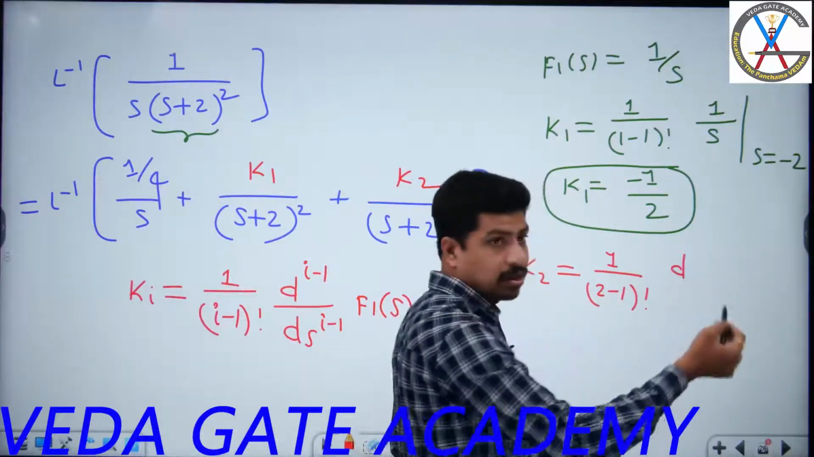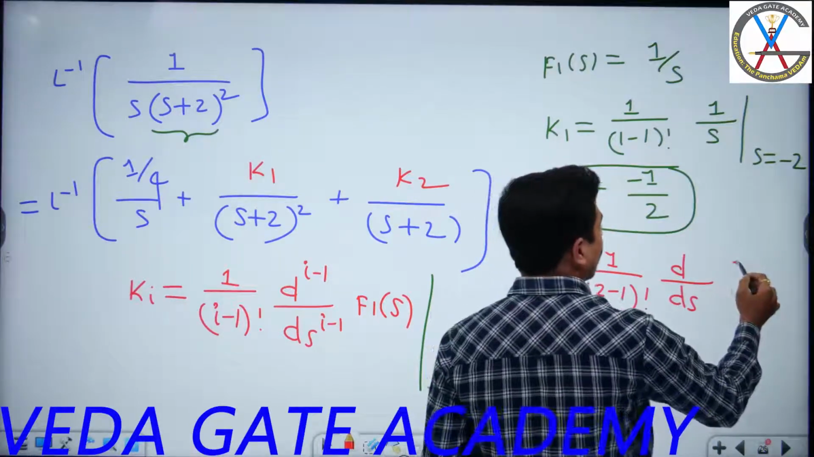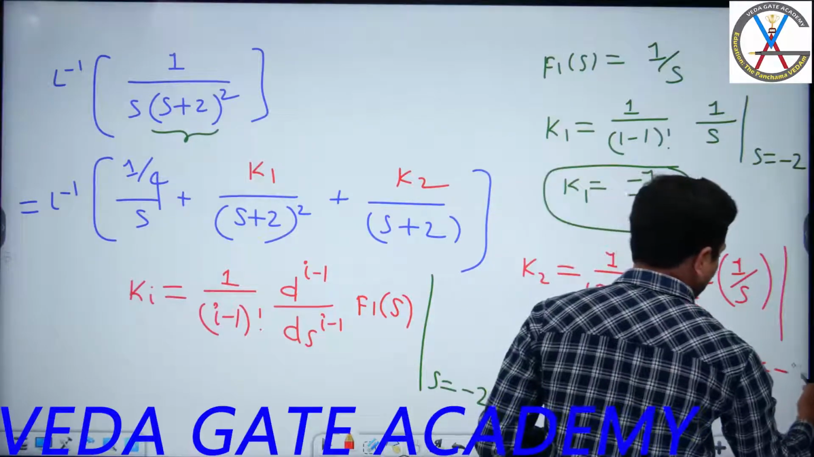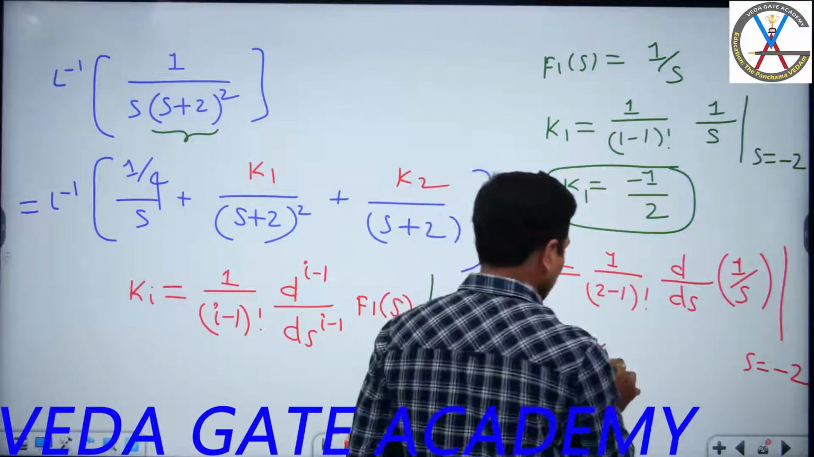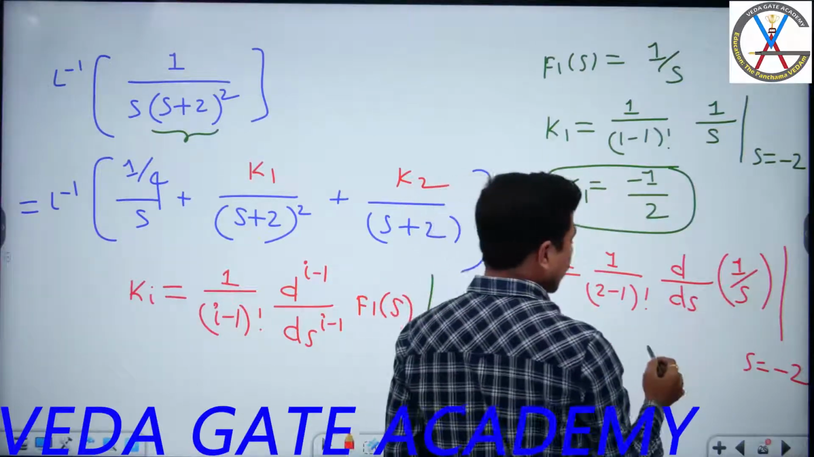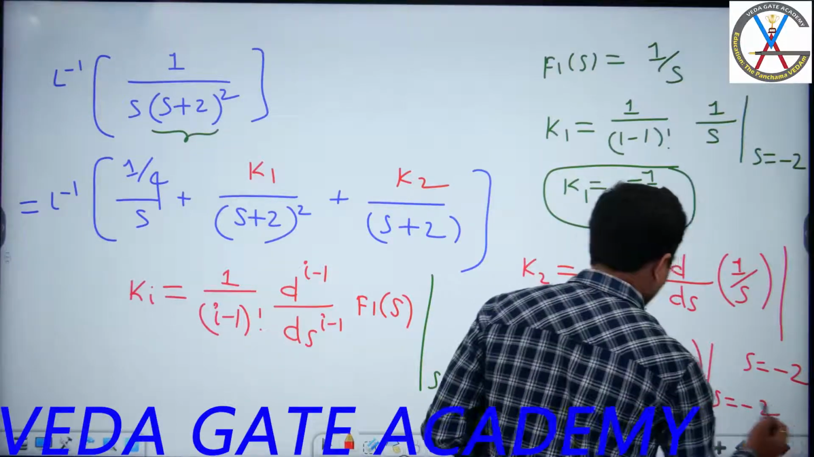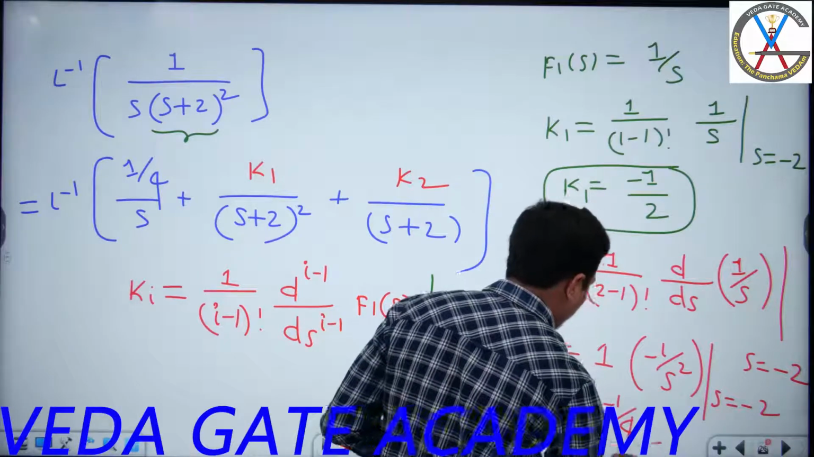The derivative d power 2 minus 1, the first derivative, by ds power 1, means d by ds of what? 1 by s, at s is equal to minus 2. So K2 is equal to 1 by 1 factorial, which is 1. The derivative of 1 by s is minus 1 by s square, at s is equal to minus 2. What did we get? K2 is equal to minus 1 by 4.